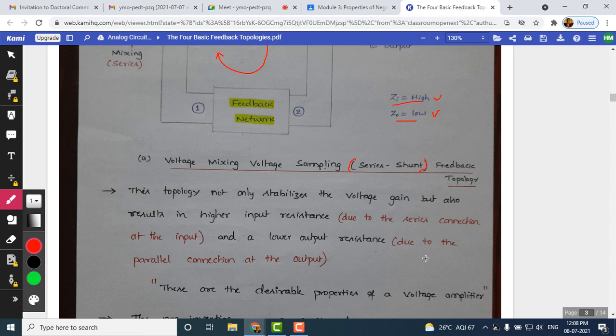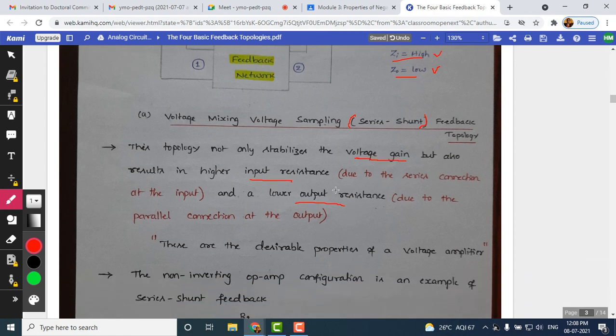There are a lot of advantages of this type of topology, because in general the voltage amplifier stabilizes the voltage gain. The voltage gain that we obtain from this type of voltage amplifier is stable. It does not vary with the transistor parameters or even temperature variations. It maintains constant gain at the output. You can expect higher input impedance from this amplifier, and lower output impedance also. These are the key indicators showing the performance of the voltage amplifier.